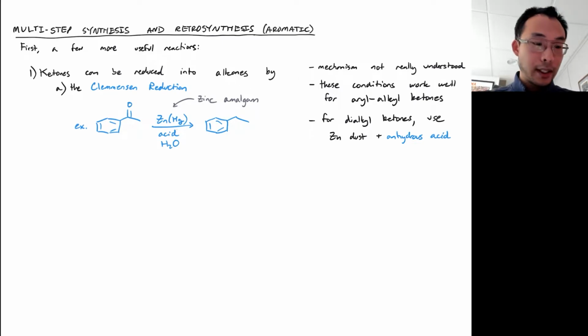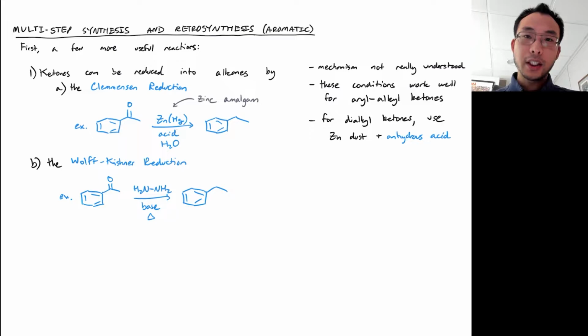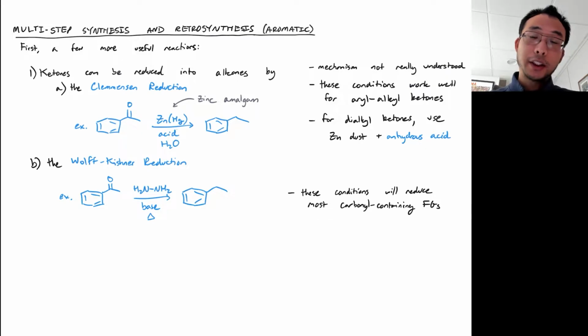A second possibility is to do what's called a Wolff-Kishner reduction. So again, the reaction is the same. It's taking a ketone, reducing it down into an alkane here. The way this works is a little bit different in terms of the fact that this is now a reaction operating under basic conditions. So the Clemmensen reduction is acidic, the Wolff-Kishner reduction is basic. These reaction conditions are actually pretty versatile, so they will reduce carbonyls in almost any carbonyl-containing functional group down to 2 CH bonds. Chemists have been able to deduce a mechanism for this reaction, so we'll go through that now.